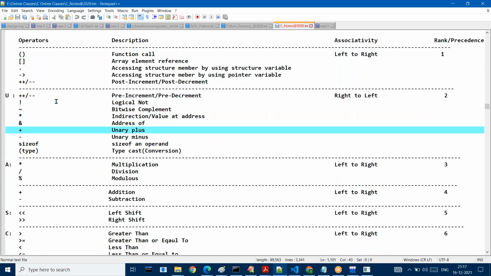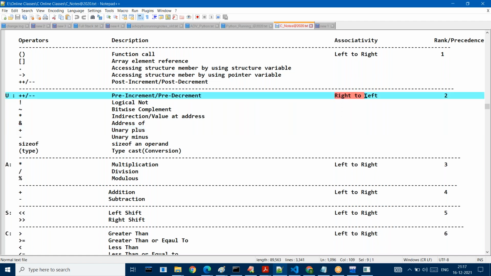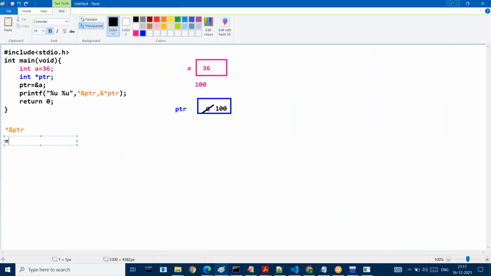Then what I have to do when precedence is the same? I have to go for associativity. Associativity is right to left. So the expression will be bracketized right to left, because the associativity itself is right to left. Sir, first this part and then this part, then this part. Now what is going to happen? Value at address done. Then what is there? Address of PTR.